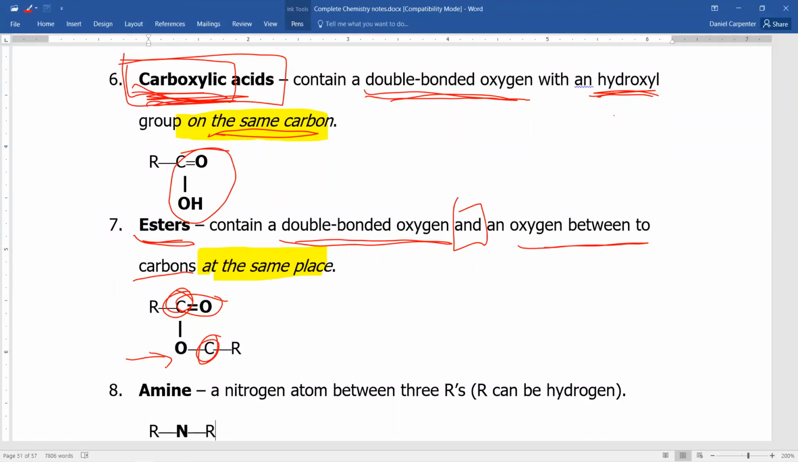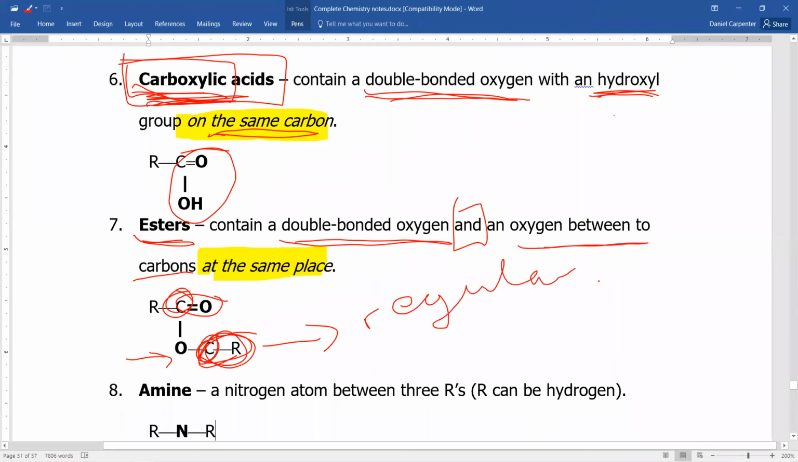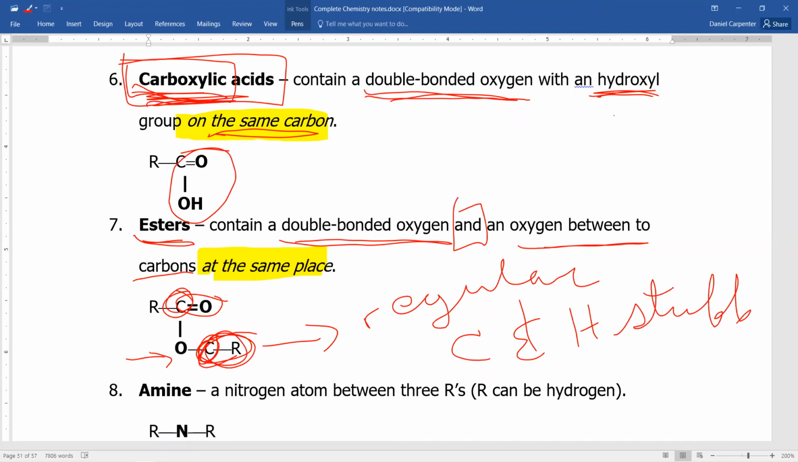So let's look at that. Remember, before we look at it, that R can include the C that's next to it. R is just regular C and H stuff.